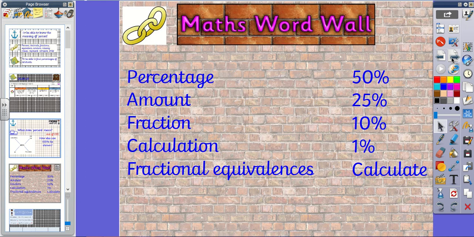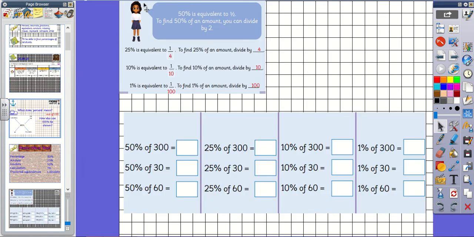So our word wall: we are going to be looking at these fractions of these percentages today: 50%, 25%, 10%, and 1%. So this is our recap from Friday. 50% is equivalent to a half. So to find 50% of an amount, we divide by 2. 25% is equivalent to a quarter. To find 25% of an amount, we divide by 4.